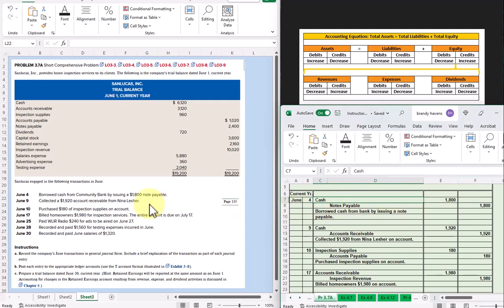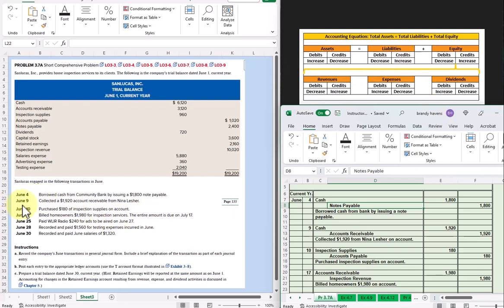Now we also need to increase our note payable account. Note payable is a liability. How do we increase a liability account? We post a credit. So we are going to credit notes payable for $1,800. So to journalize this first transaction, we've got a debit to cash for $1,800 and a credit to notes payable for $1,800. And the effect is we have increased cash and we have increased our liabilities.